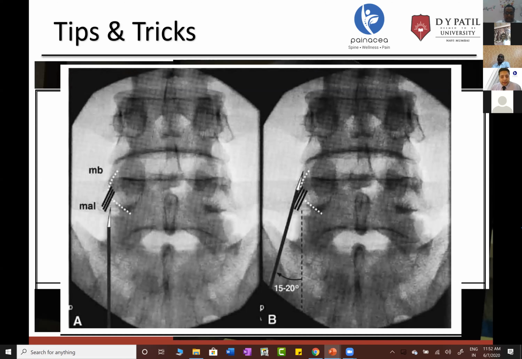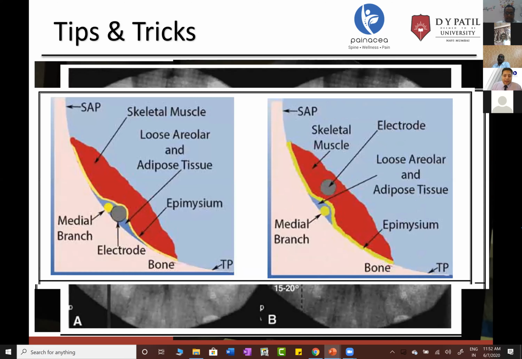And if you go straight, you will never be able to make your cannula parallel to the medial branch. So these two things are also very important if you want to place your needle in close proximity. Otherwise, you may encounter failure. And I would like to repeat this picture. If it is not in close proximity with your medial branch, then it will result in a poor lesion, and hence your procedure can fail.